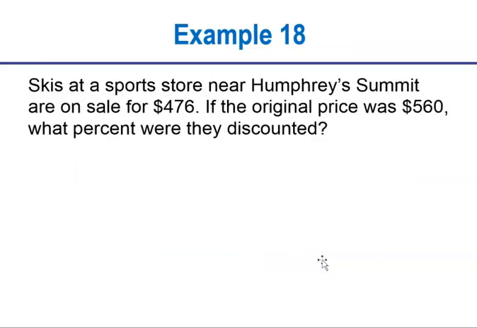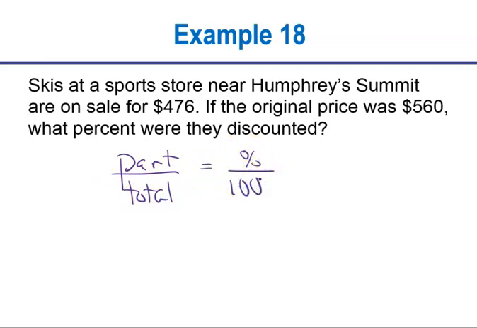I think it's great to understand all of the different versions of this. Another problem: skis at a sports store near Humphreys Summit are on sale for $476. If the original price was $560, what percent were they discounted? This is a discount problem. Now, again, I really love part over total equals percent over 100. Well, that'll get us there. So it says they're on sale for $476 of the original price. What percent were they discounted?